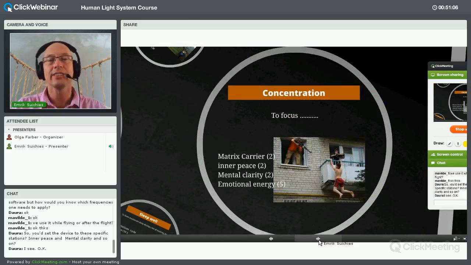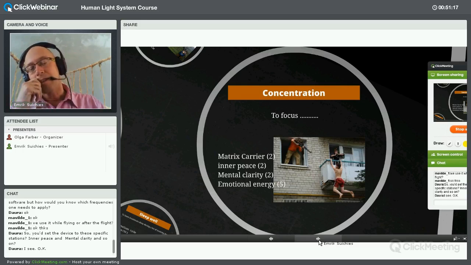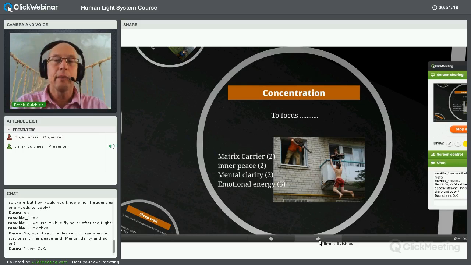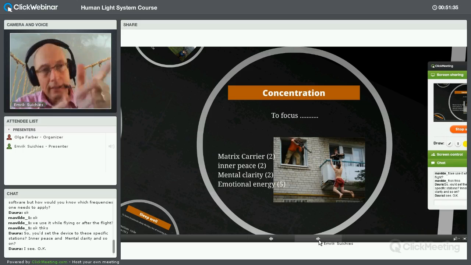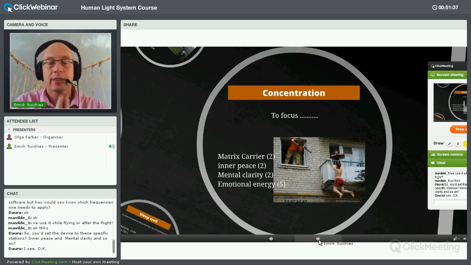And I already told you to focus, you can use matrix carrier, inner peace, mental clarity, and emotional energy. There's a nice story. The Hungarian Olympic teams 3 years ago used all those sport people used the Mihealth, and there were 6 people who were at the Olympic team shooting, trying to shoot as best as they could.